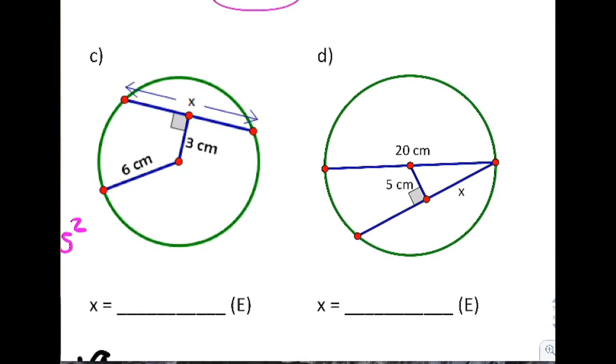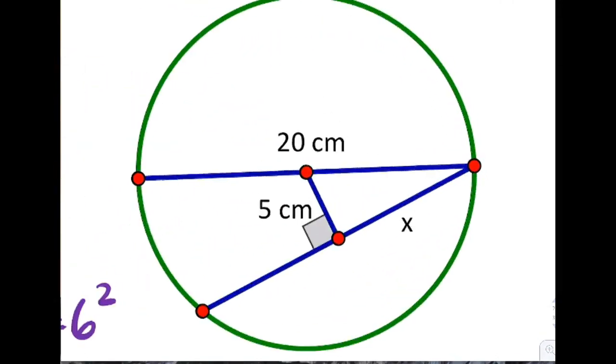In question C, you're looking for x again. It's telling us that every radius is 6, so I'm going to make another radius right here. Call that 6. I already know that that's 3. So all I have to do is find that side and eventually double it. Pythagorean theorem. Leg squared plus missing leg squared equals hypotenuse squared. And then don't forget to double it because you're looking for the entire length.